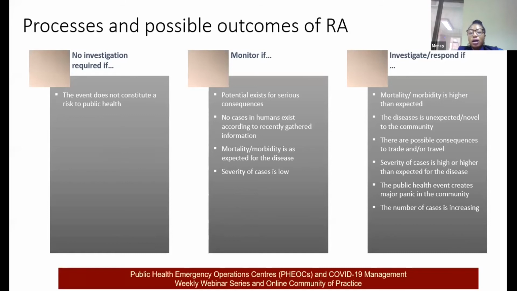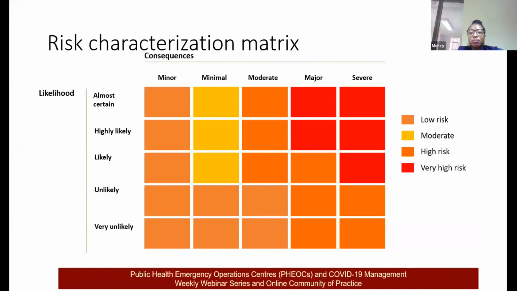So this is a quick metrics that most countries are using. It's been developed by WHO. And we know that the risk assessment is based on the likelihood of occurrence of an event and the public health impact or the consequence of that particular event. So it just shows you that this is a very easy way of most rapid risk assessment.